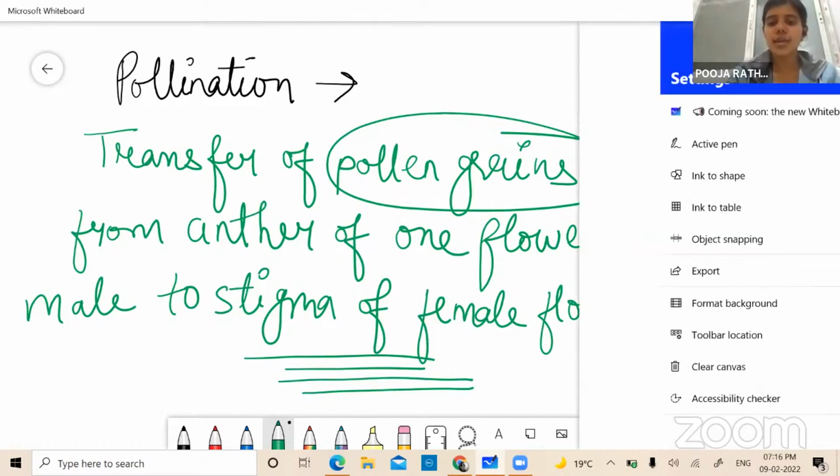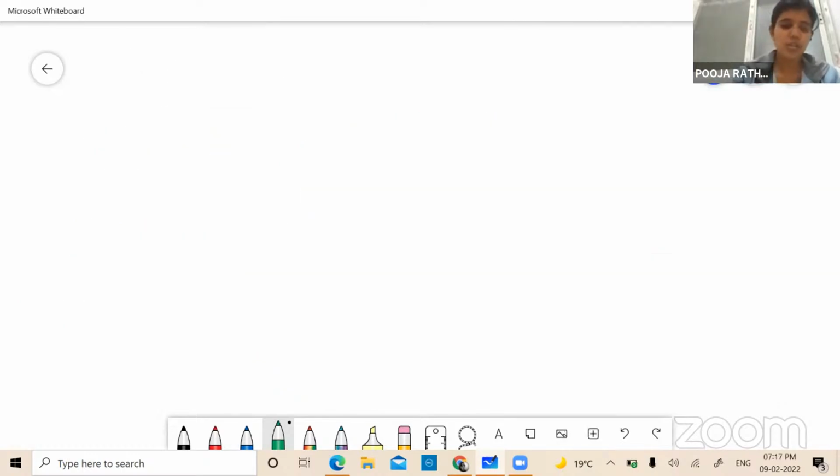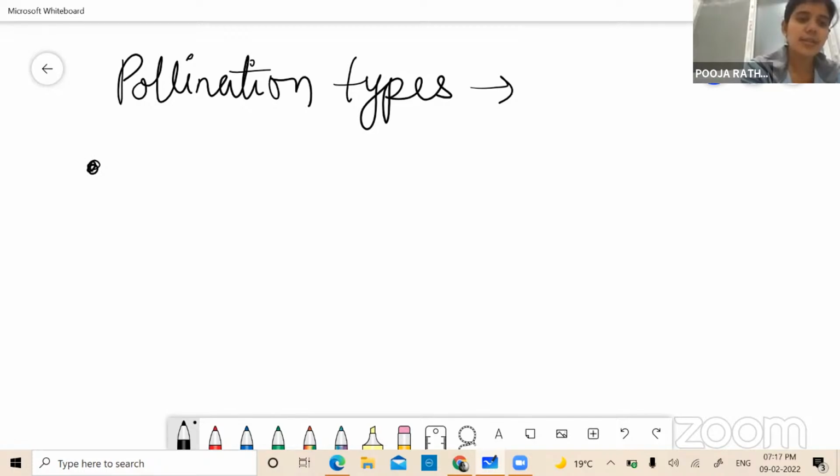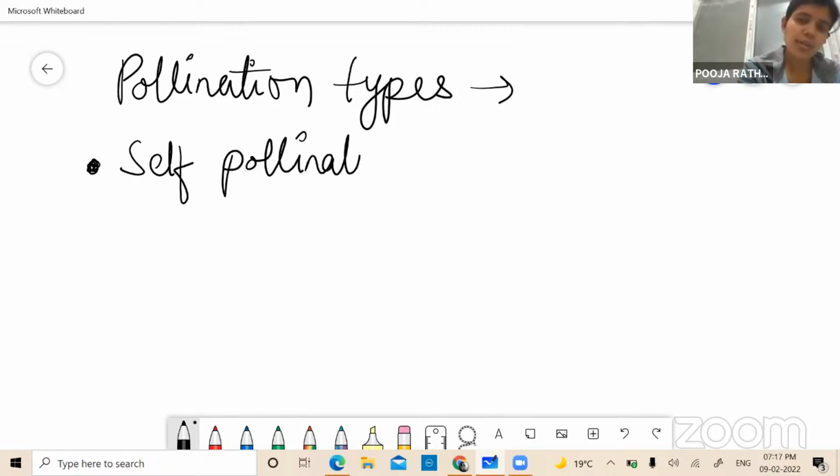Okay, so here let's understand the types of pollination too. Pollination types. It could be through two ways mainly. The first one is self-pollination, and the second one is cross-pollination.